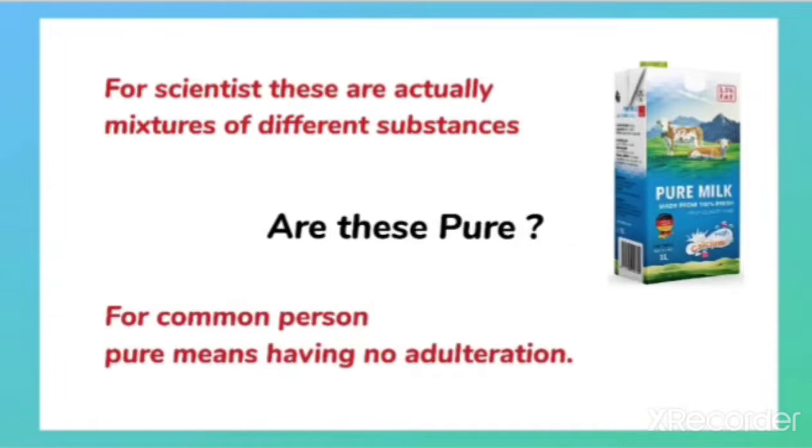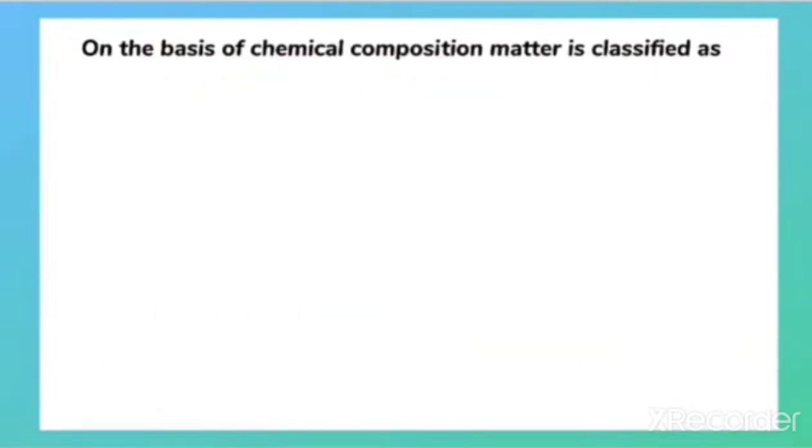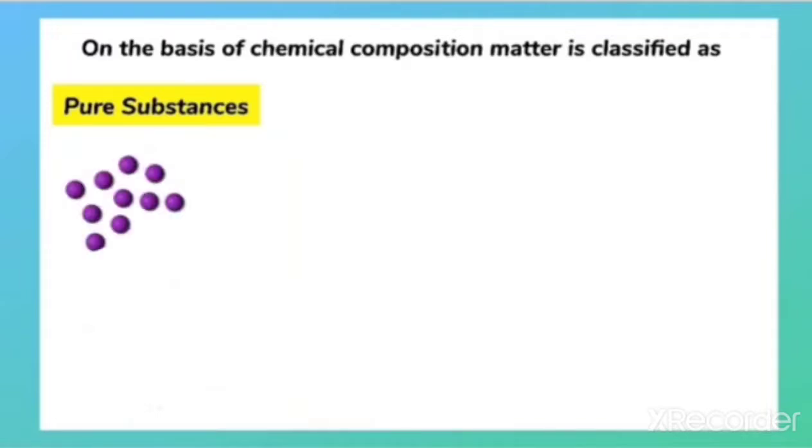But for the scientist, these are actually mixtures of different substances. So according to the scientist, the milk which is said to be pure is not pure, it is actually a mixture of different substances. On the basis of the chemical composition of matter, the matter is classified as pure substances and mixtures. What is a pure substance? The substances having only one type of particle are called pure substances.